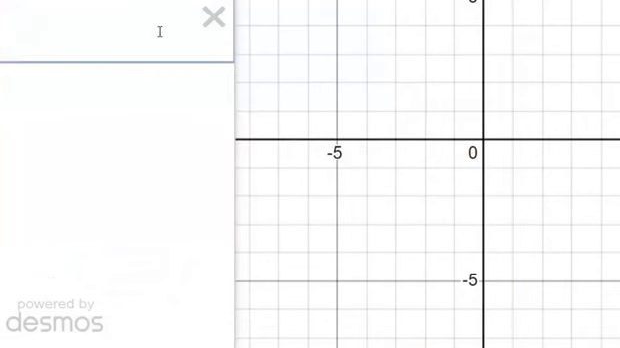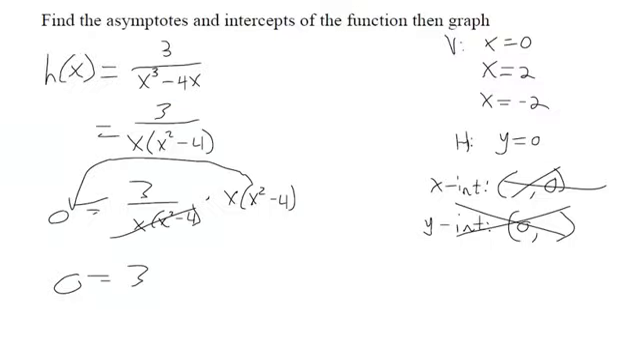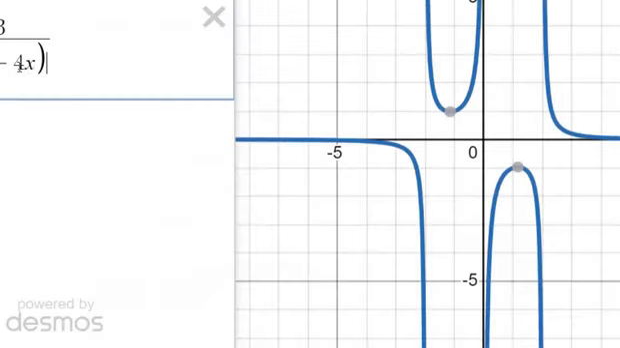What do we got? 3 x to the third minus, oh, I forgot what it was. X to the third minus 4x. So it's not crossing the x-axis, it's not crossing the y-axis, just like we expected. Okay, and so there's a sketch of the graph.